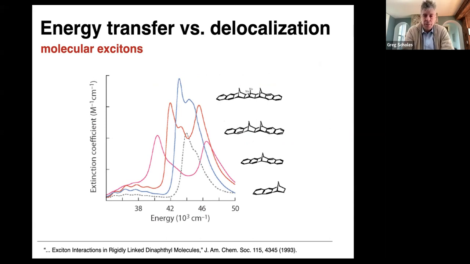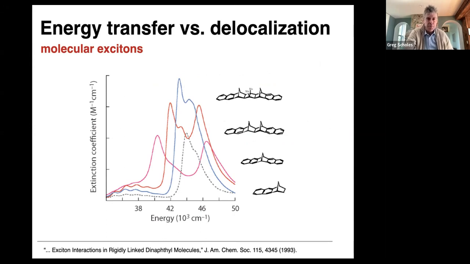Okay, I will mention the excitons though. So far we've been talking about molecules where it's a fair approximation to say the excitation sits on one chromophore and not the other nearby one. And that's what you need to have energy transfer in Förster theory. That's not always the case.